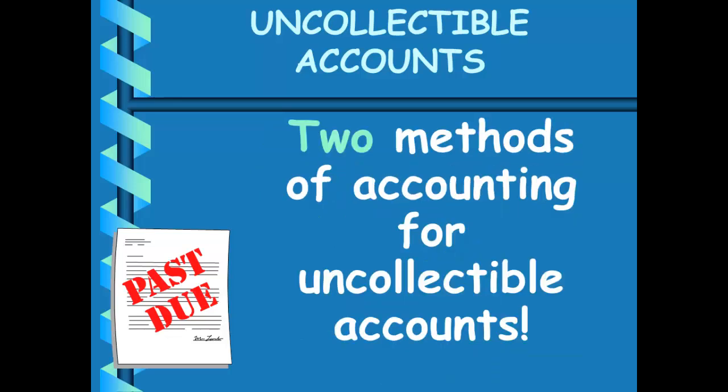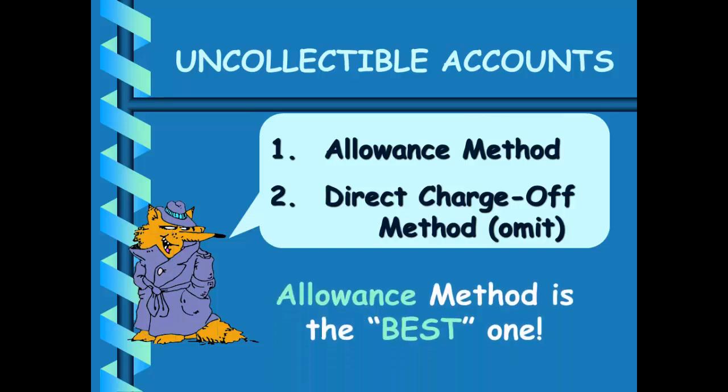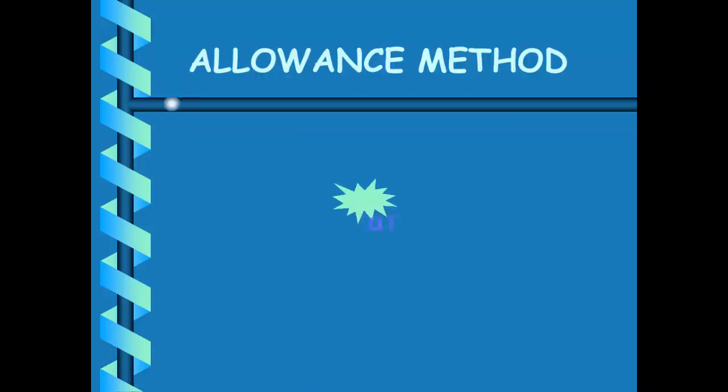We have two ways of accounting for uncollectible accounts. The first method is called the allowance method, and that's what we're going to be talking about. There's another method called the direct write-off method that we're not going to cover. Theoretically, the allowance method is good, the direct write-off method is not, and so we will just cover the allowance method. So let's talk about the allowance method of accounting for my uncollectible receivables.